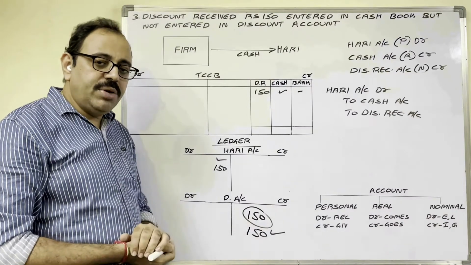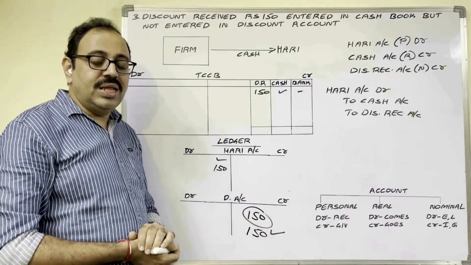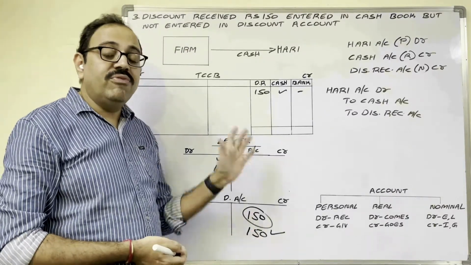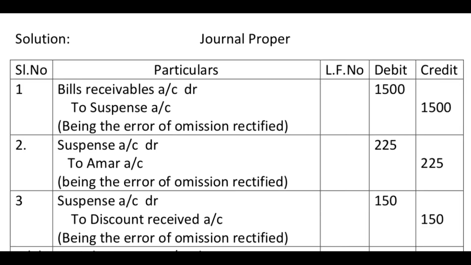Then which account should be debited? Suspense account. Then the final entry is suspense account debtor to discount received account 150. Third, suspense account debtor to discount received account 150. Narration, being the error of omission rectified.